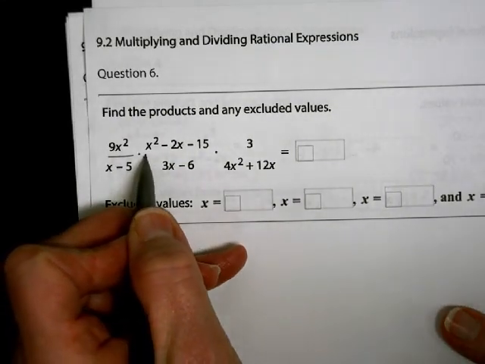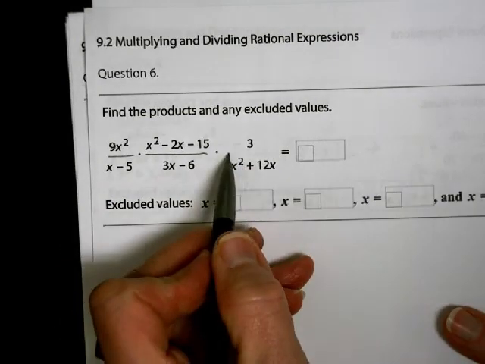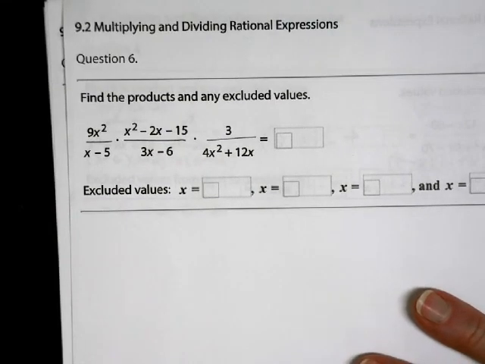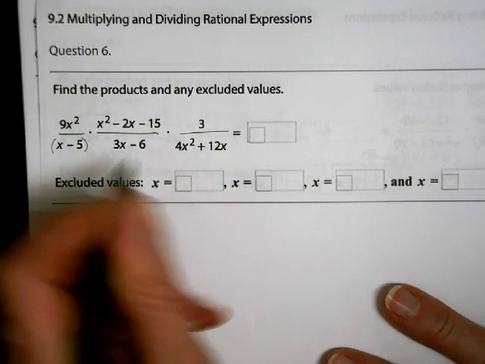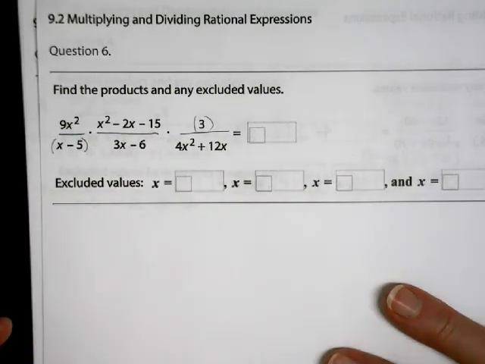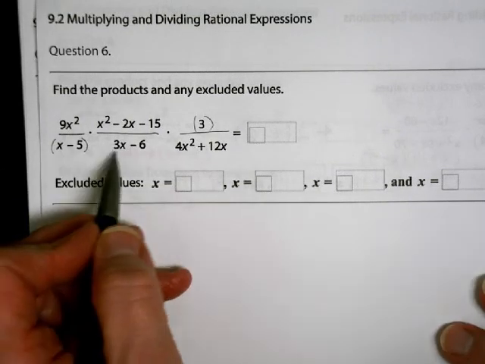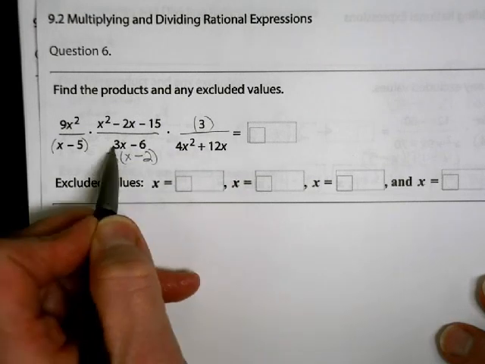Here we go. 9x squared over x minus 5, times x squared minus 2x minus 15 over 3x minus 6, times 3 over 4x squared plus 12x. I'll just hug what I know is already just alone. This guy is really 3 factors up there. This is 9 and 2 factors of x. So there's that.